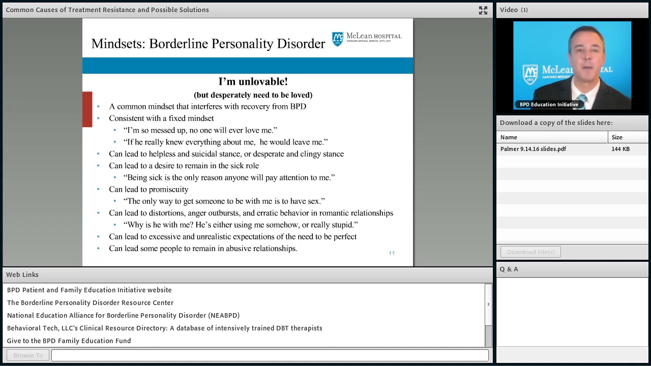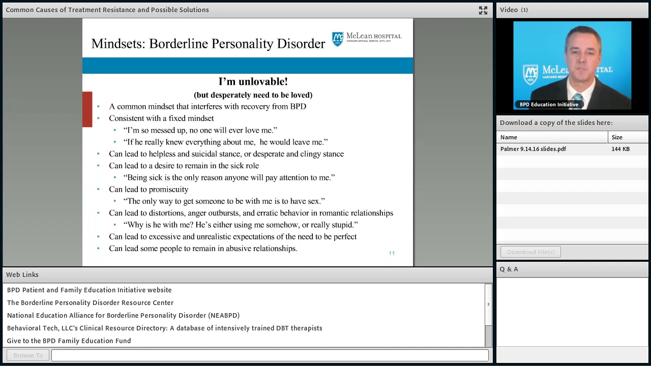So some other mindsets that I'm going to put in the camp of fixed mindset and growth mindset. These are all fixed mindsets, but they're very common in BPD. So one is, I'm unlovable, but then the subtext is, I desperately need to be loved. So this is a common fixed mindset that interferes with recovery.